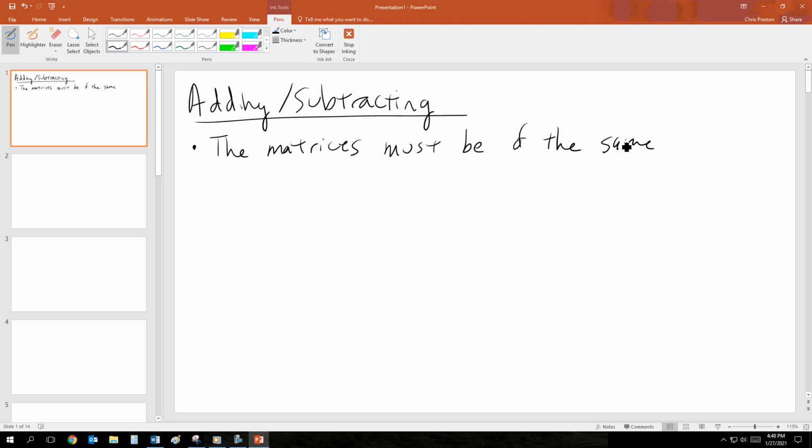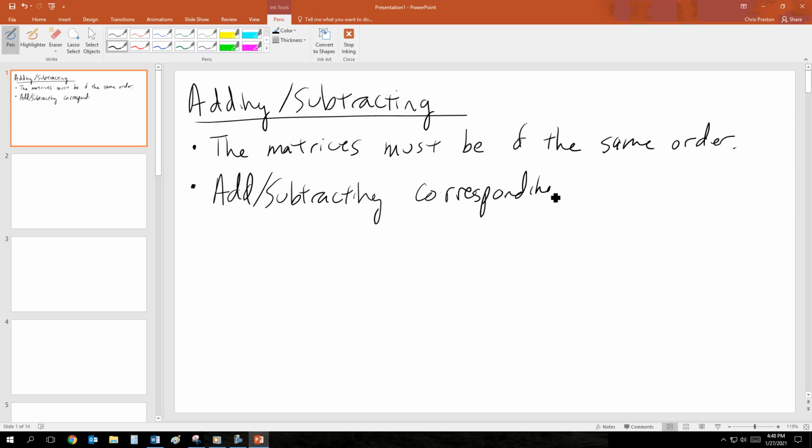If you remember, order refers to the size, the dimension. So you could add a 2 by 3 to another 2 by 3, but you can't add a 2 by 3 to a 3 by 2. And then what you do is you add or subtract corresponding entries, corresponding elements. And it's really that simple.